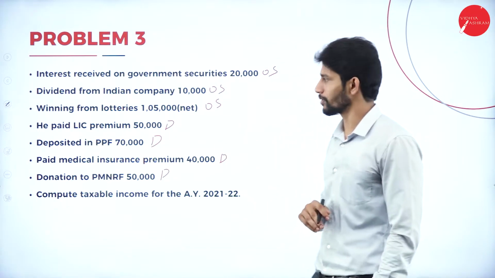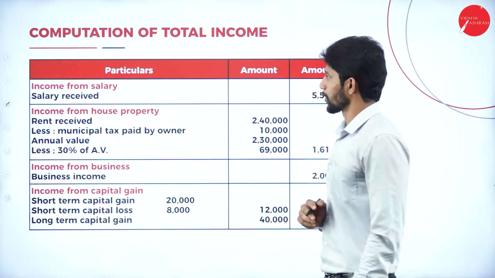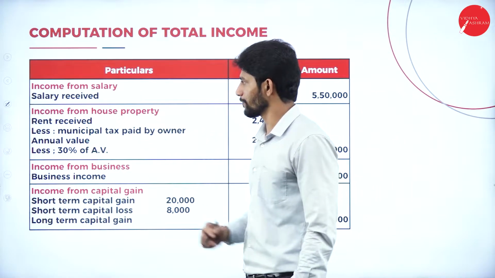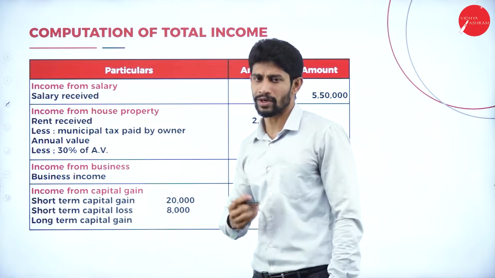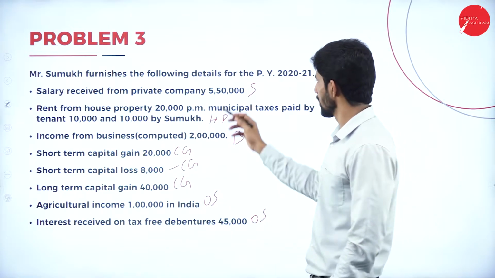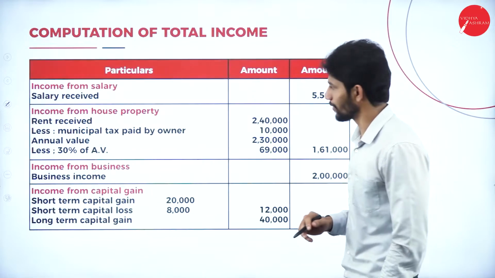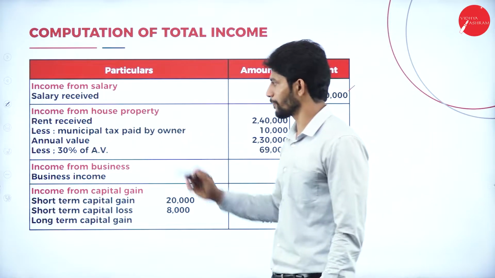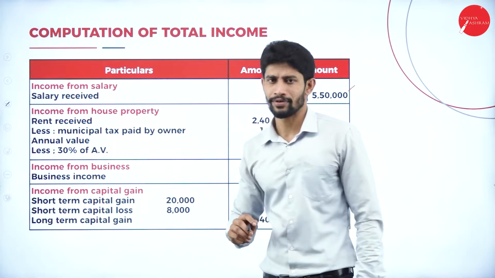So moving on to the solution part, computation of total income, particulars, amount. First one is income from salary, salary received. What is the amount given in the problem? Salary received is rupees 5,50,000. Next, income from house property, rent received, it is given in the problem.